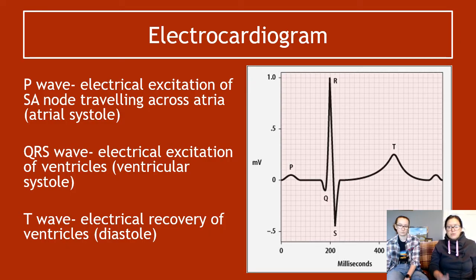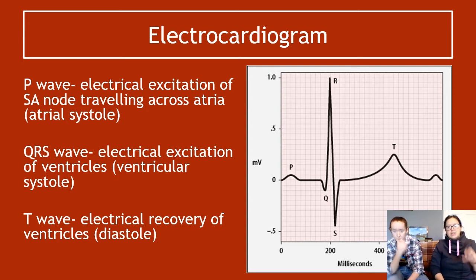The QRS wave, so all of Q, R, and S, that big, huge sweep that's happening there, is electrical excitation of the ventricles. So that is indicating ventricular systole or ventricular contraction. The T wave, that little sweep up at the last bit there, is electrical recovery of the ventricles. So that is diastole. That is where basically electrical relaxation of the heart is happening, where they are relaxing, it causes that T wave.